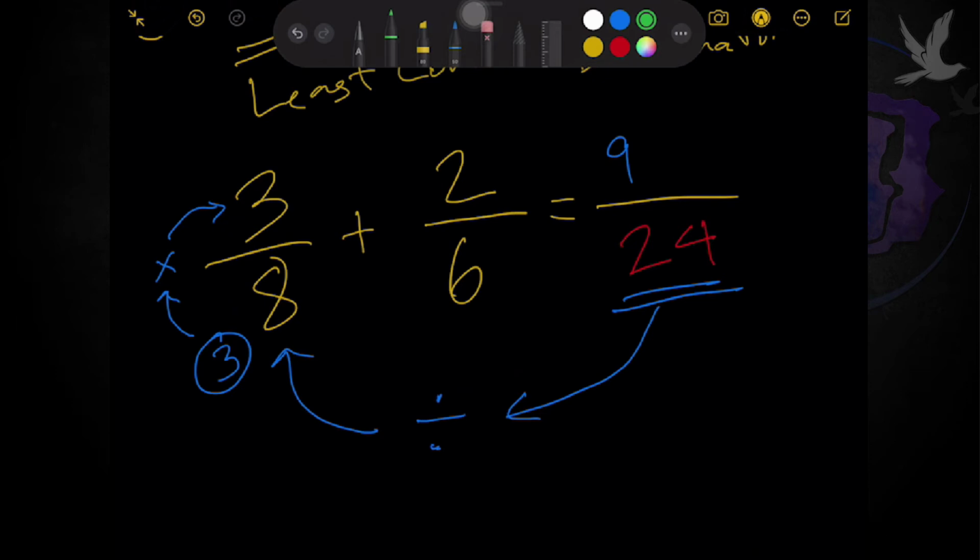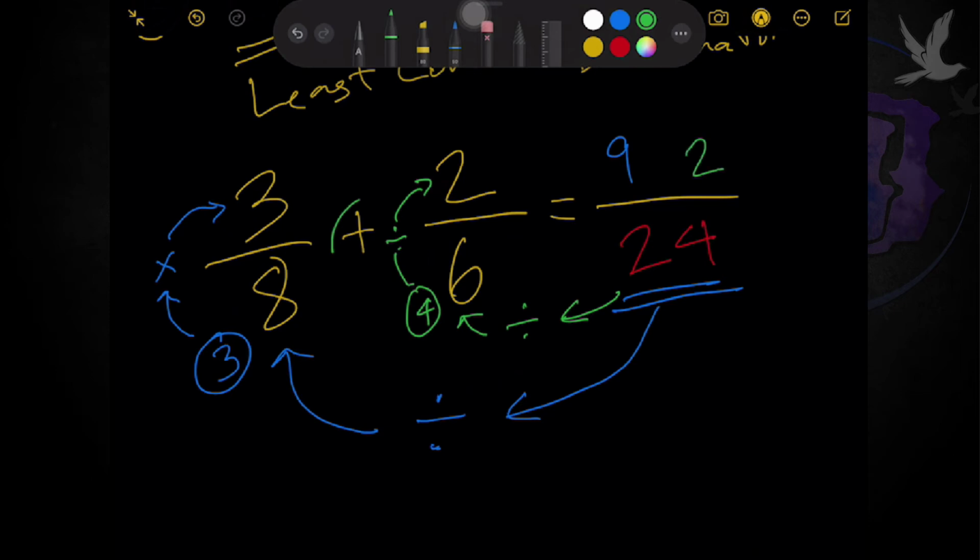Now since you're done with the first fraction, do the same exact process, but this time with the second fraction. 24 divided by 6 will give you 4. Okay, 4 divided by 2, kasi division na nga ito dito. Okay, i-erase ko muna to just to show the division sign. 4 divided by 2 will give you 2.